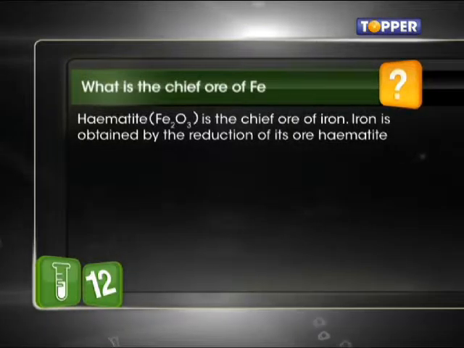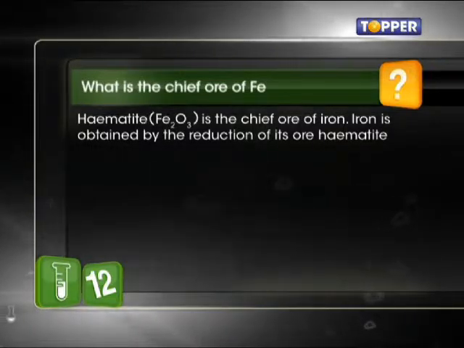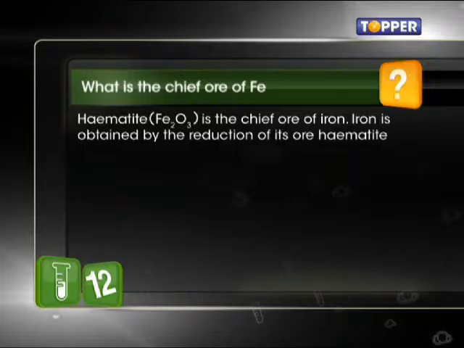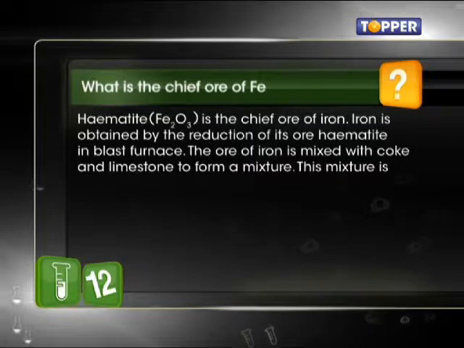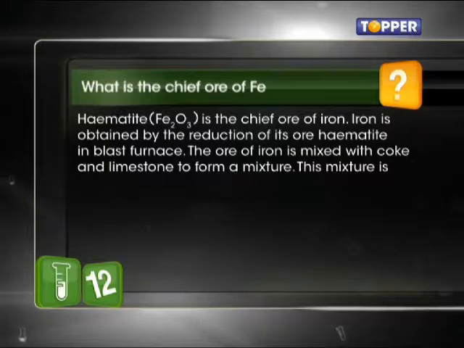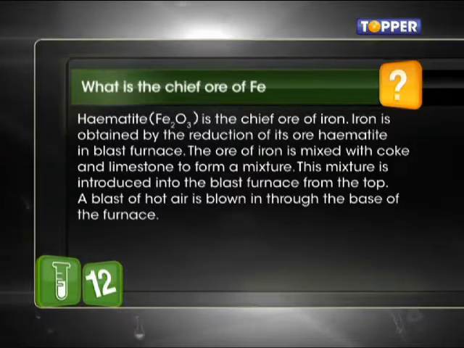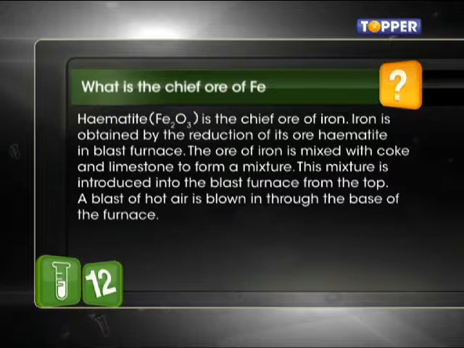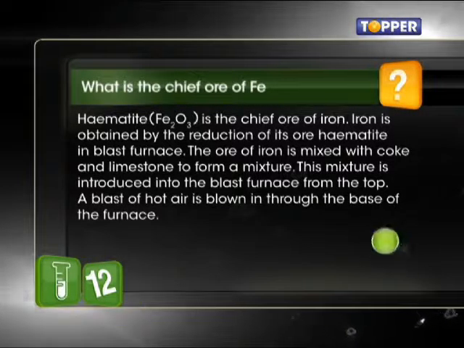Here is the answer. Hematite or Fe2O3 is the chief iron ore. Iron is obtained by the reduction of its ore hematite in the blast furnace. The ore of iron is mixed with coke and limestone to form a mixture. This mixture is introduced into the blast furnace from the top, and a blast of hot air is blown in through the base of the furnace.